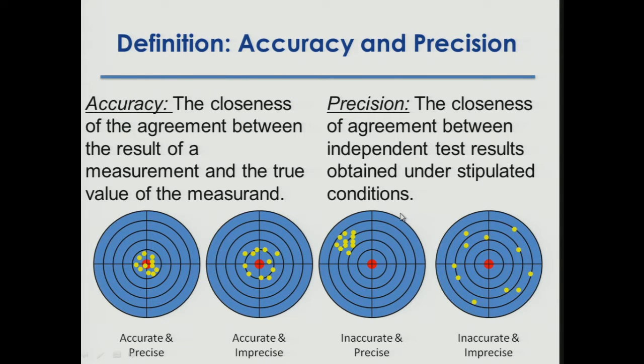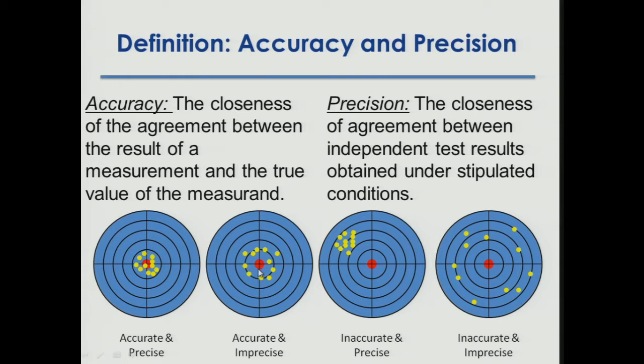Accuracy and precision are another two words that are often confused in colloquial language. Accuracy is the closeness of the agreement between the result of a measurement and the true value of the measurand, a low error. Precision, on the other hand, is the closeness of agreement between independent test results obtained under stipulated conditions. I always explain this with when you go to the shooting range, your goal is to be both accurate and precise, obviously.